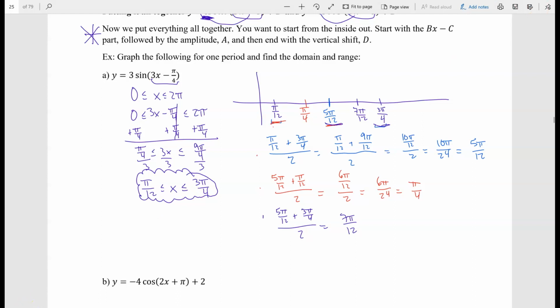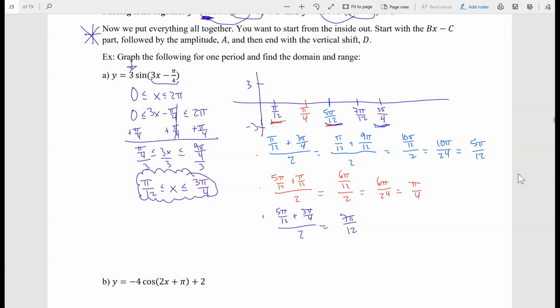Okay, so now that we got all of the x points, all we got to do is look at the amplitude. The amplitude before was 1. Now it's 3, so now this guy's going to be at 3 and negative 3. Now there's no flipping. Okay?